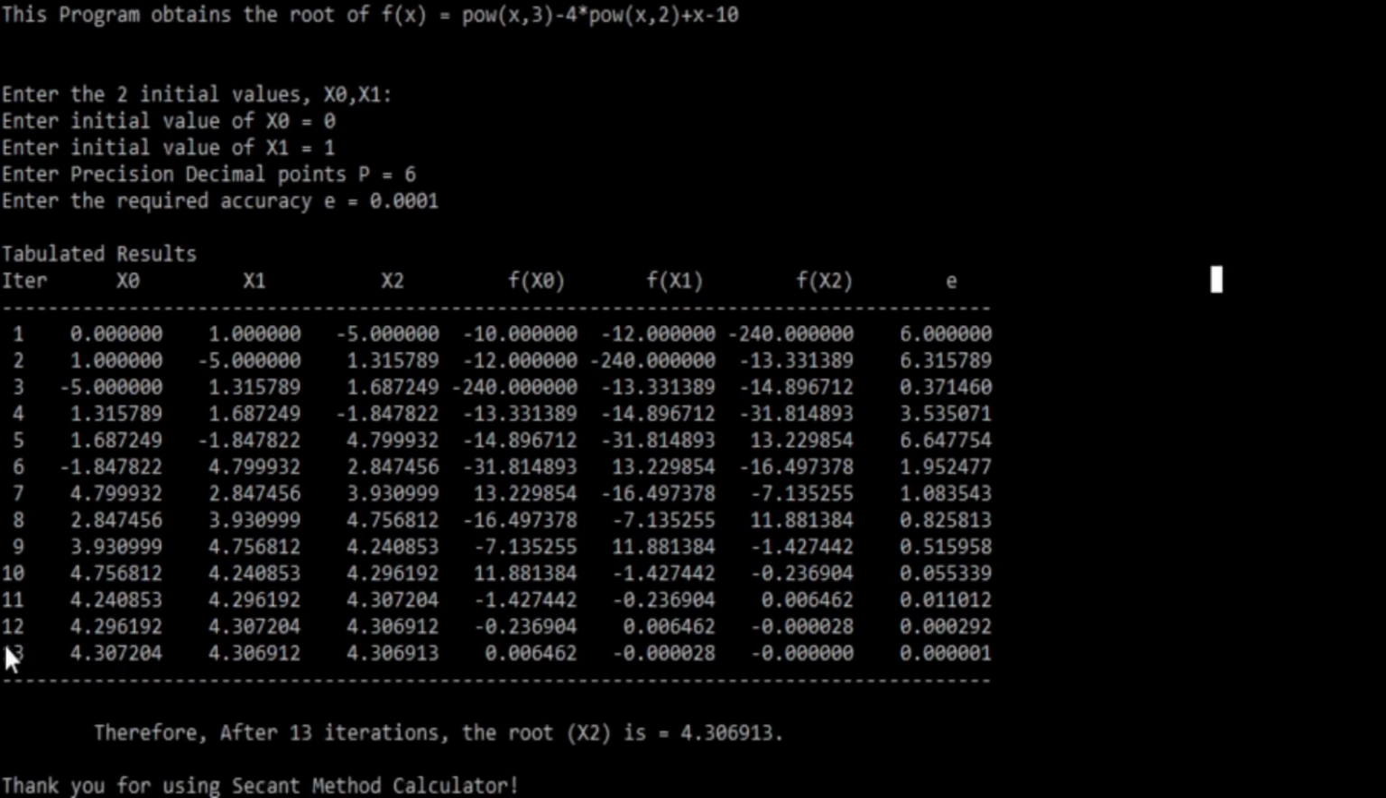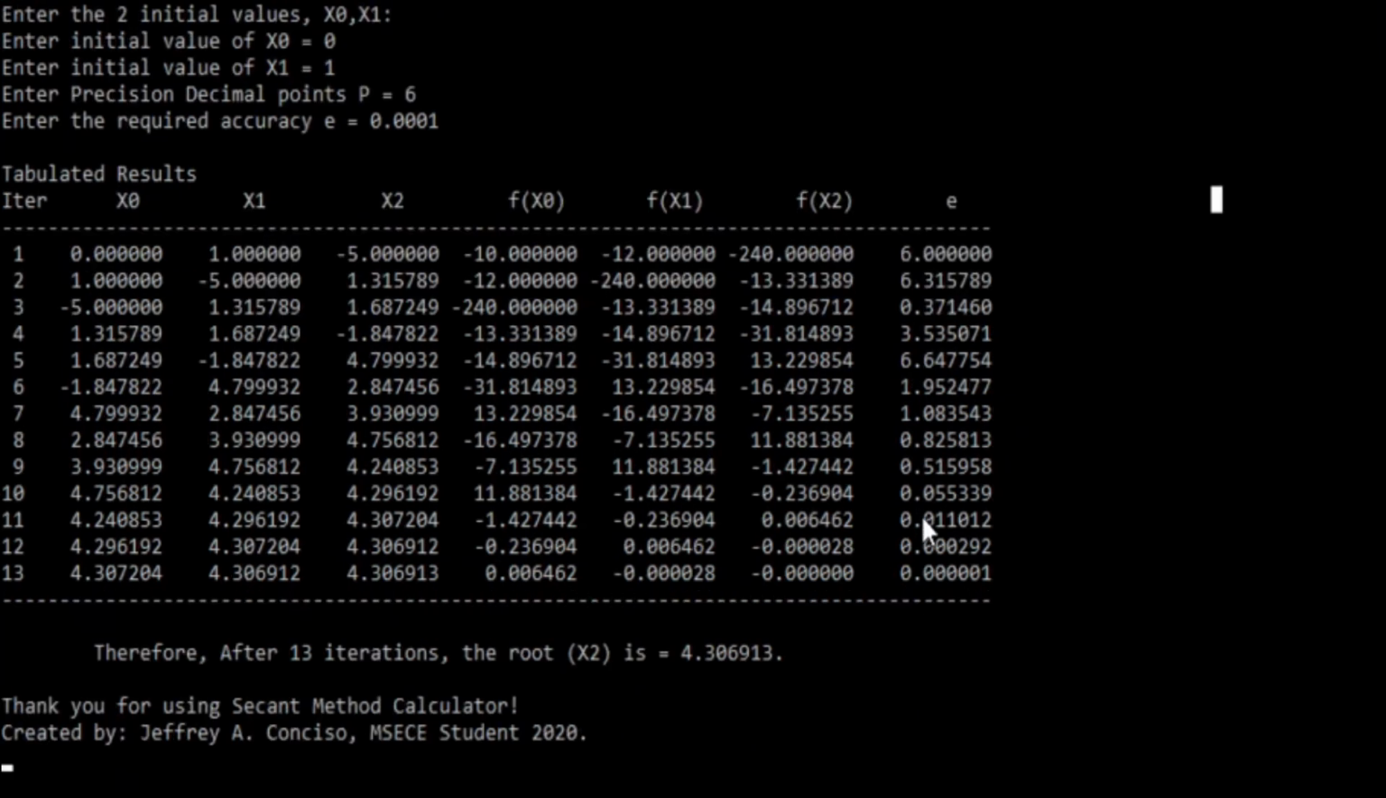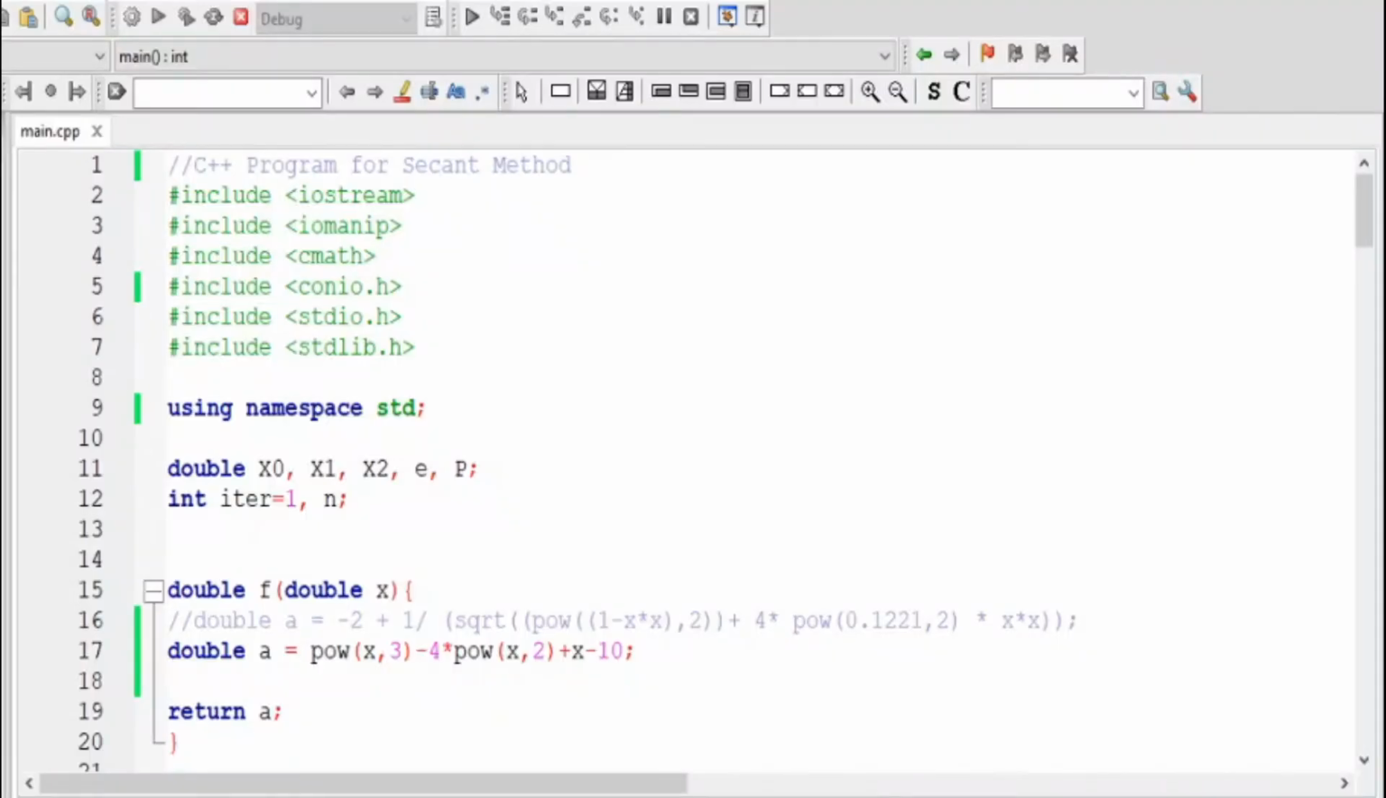Now, at the 12th iteration, the accuracy is 0.002, which is greater than 0.001. At the 13th iteration, we have 0.000001 as the accuracy. So therefore, after the 13th iteration, the root x2 is 4.306913. Now, this is the first program. Let's proceed to the second program, which is for the 3rd to 10th degree polynomials.